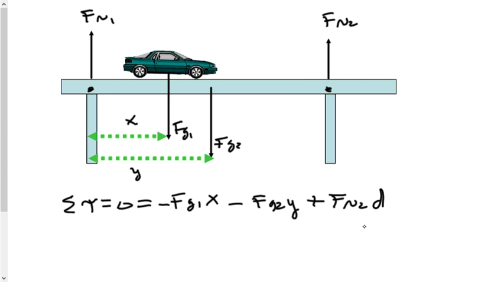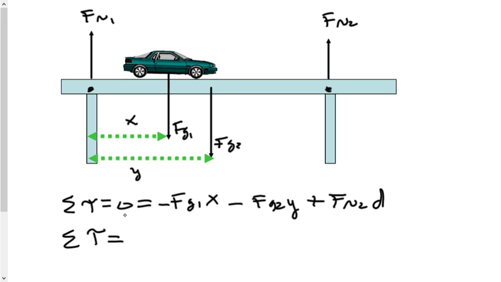Since all that would equal 0, we can figure out force normal 2, because we'll know our distance x and our gravity, our distance y we'll know, and our distance from here all the way to there we'll know. We can just find force normal 2. Now to find force normal 1, we can do the second condition of equilibrium. The sum of all forces equals 0.